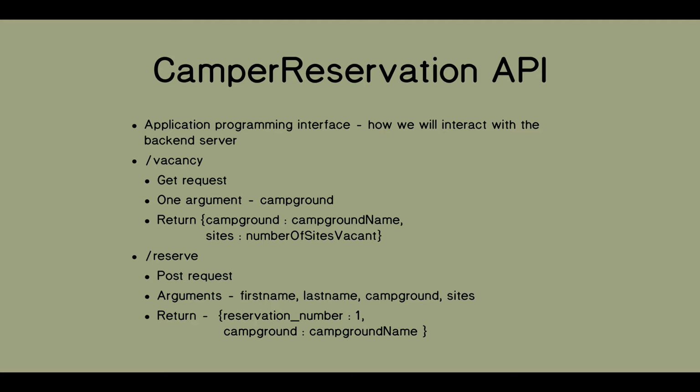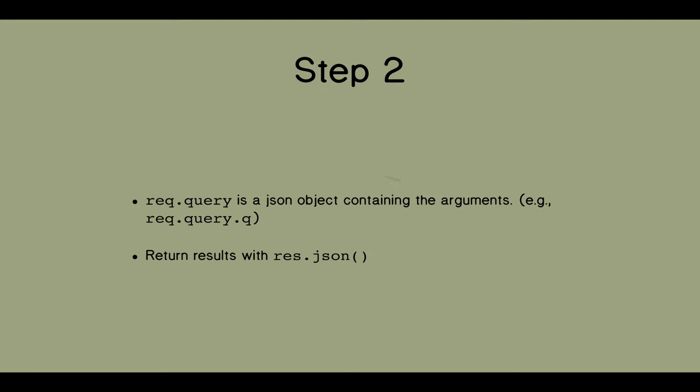So let's kind of get vacancy open. And the thing we need to know here is that req.query is the JSON object that contains all the arguments that we get from a GET request. And the results we're returning, as we've seen, with res.json. So res for results, req stands for request.